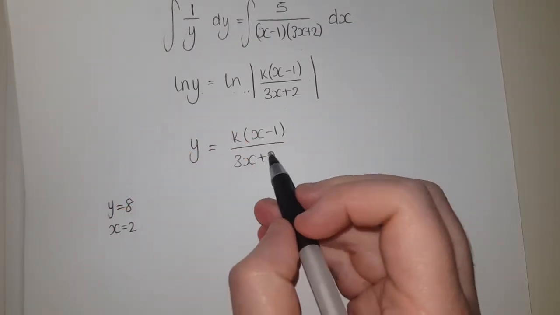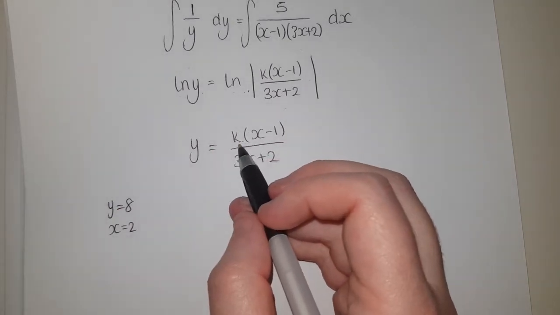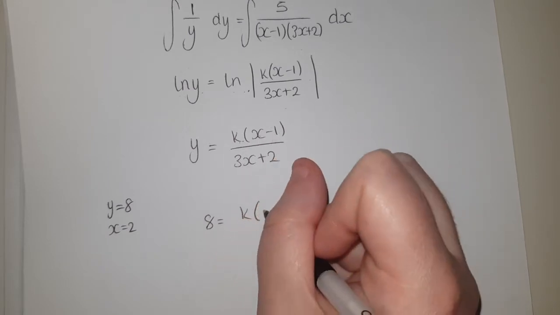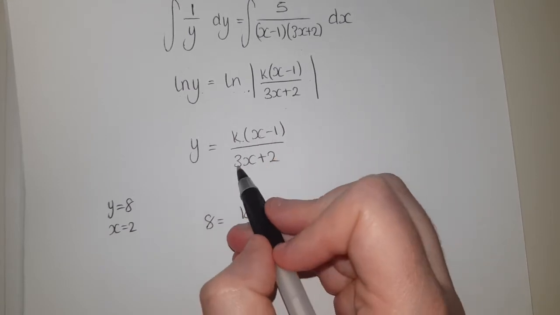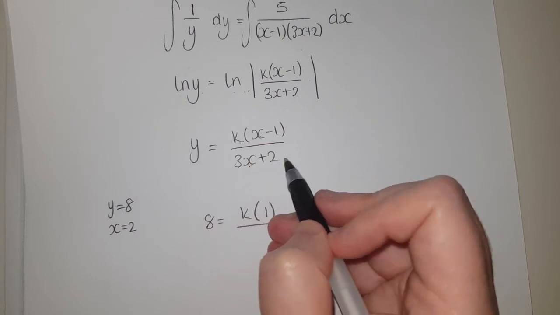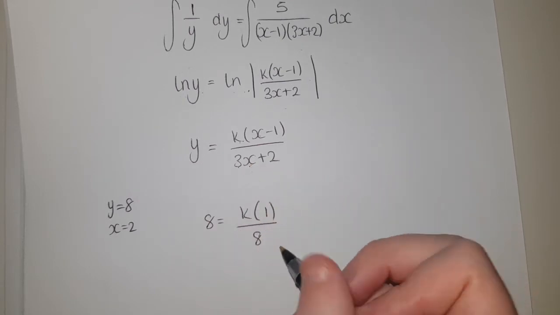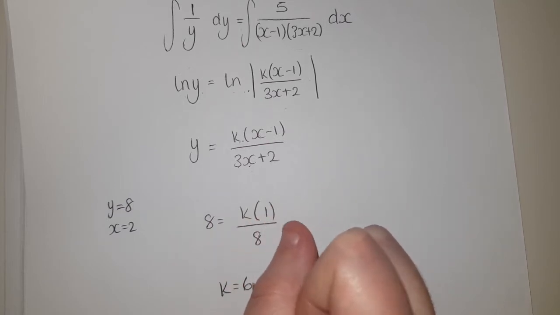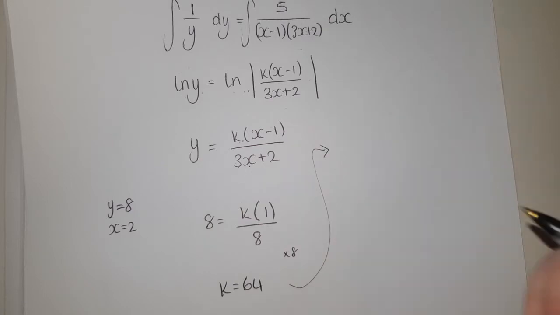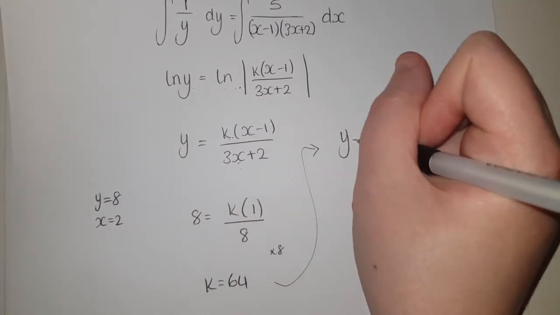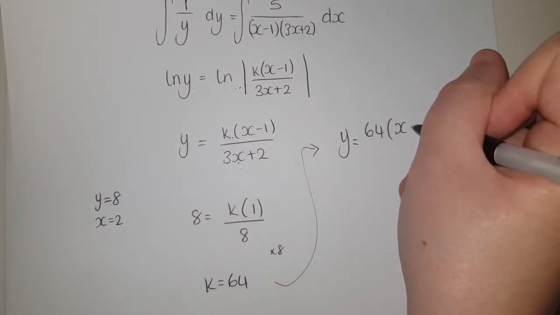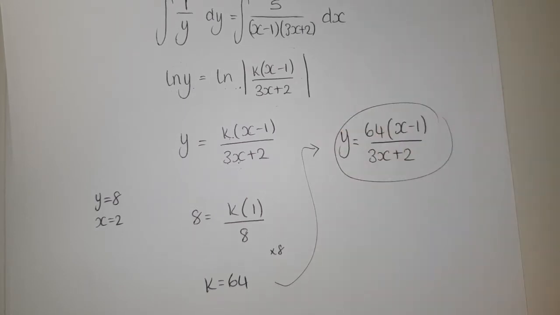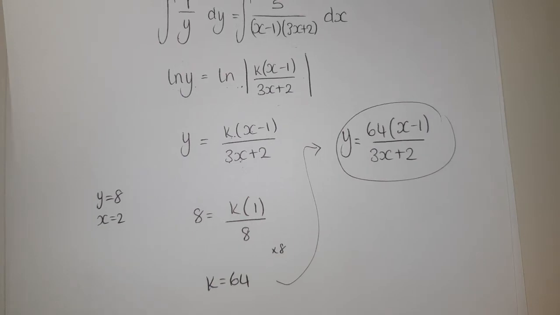So we're going to plug that back into here to actually find out what our constant k is. So I get 8 is equal to k times, well, 2 minus 1 is 1, over 3 times 2 is 6, plus 2 is 8. So all I need to do is multiply it by 8. I get k is 64. So my particular solution to this is that y is equal to 64 lots of x minus 1 over 3x plus 2. And that's it. I've got my particular solution.